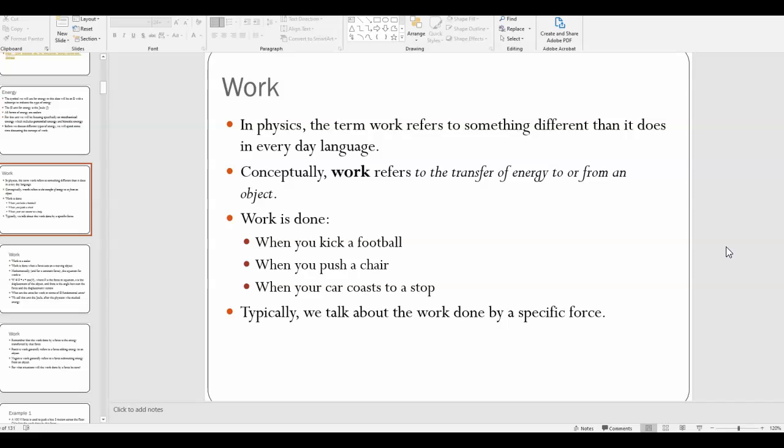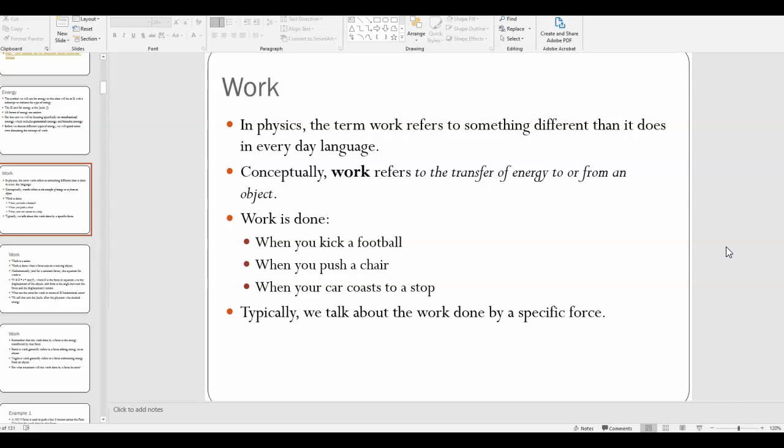For example, if there's a football just lying on the ground, and I kick it, I'm doing work on the football. I'm transferring energy from my body into the football. The football gained energy because of the work that I did. When you push on a chair and the chair slides across the room, that's an example of work being done. That is a force acting to transfer energy to the chair.